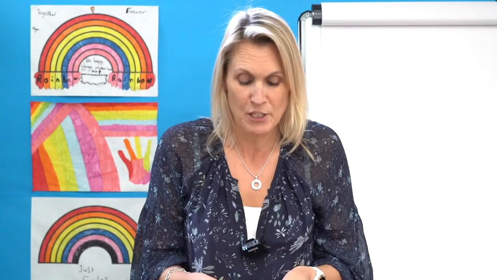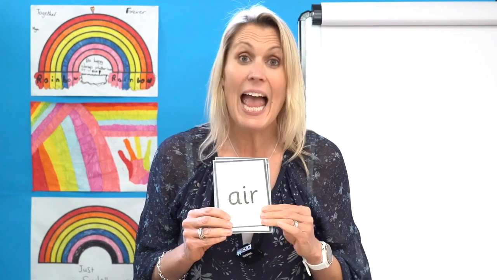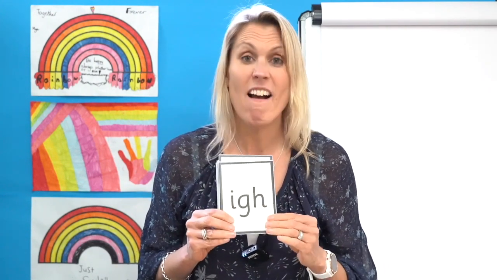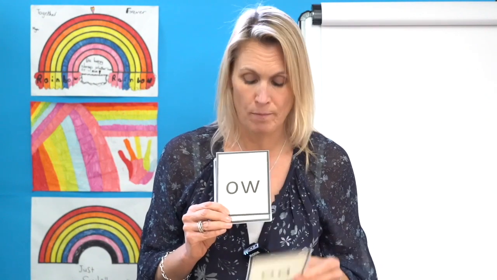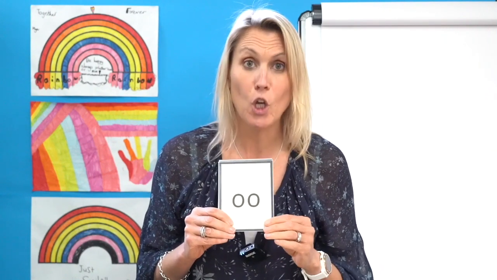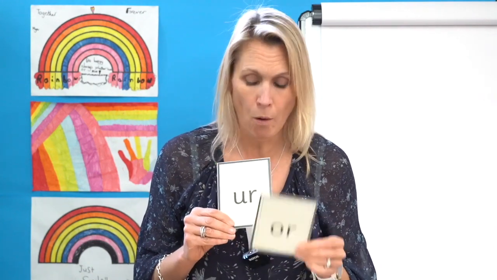Good job. Let's check you got them right. Read aloud with me. Ear. Air. Your. E. I. O. Ow. A. Oi. Oo. Or. R. Or. Super sounds. Well done. Now, let's read some words with graphemes that we already know.